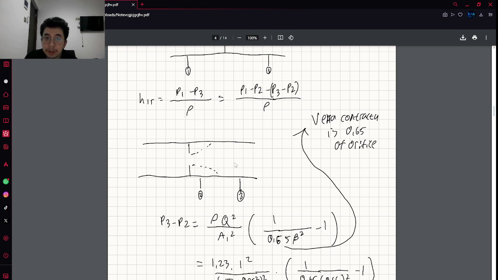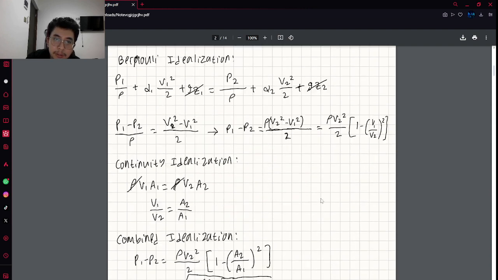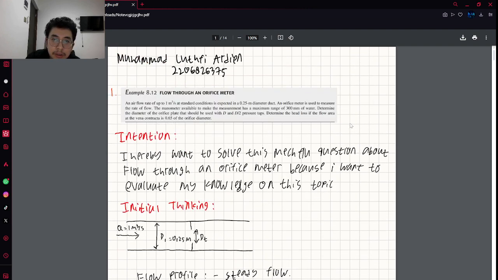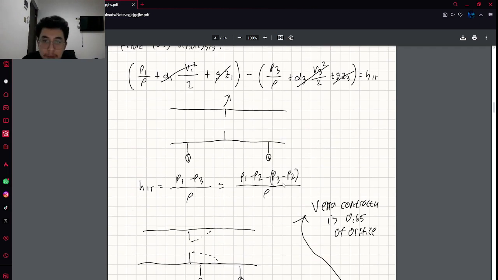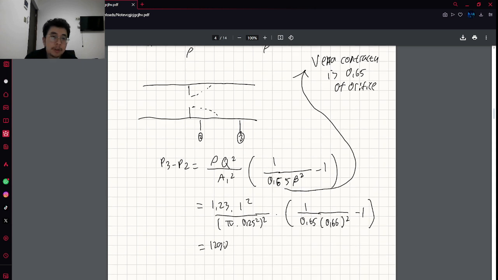And right now I'm going to do the analysis at points 0, 2, and 3, which is the pressure from 3 and 2, and this part is the equation 0.65. Where's the 0.65 from? It's from this part right here. The flow area at the vena contracta is 0.65 of the orifice diameter, so that's the 0.65 beta squared. Then we get the pressure difference, which is 1290.